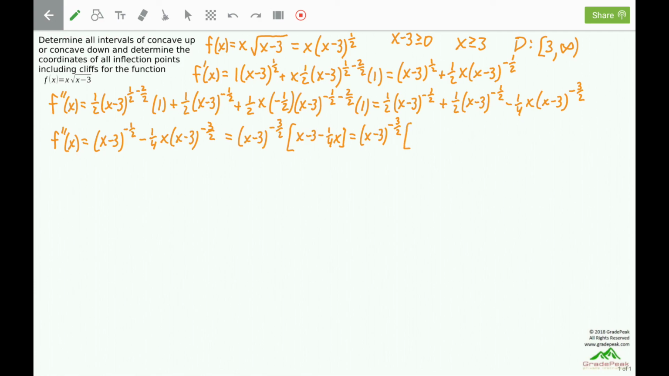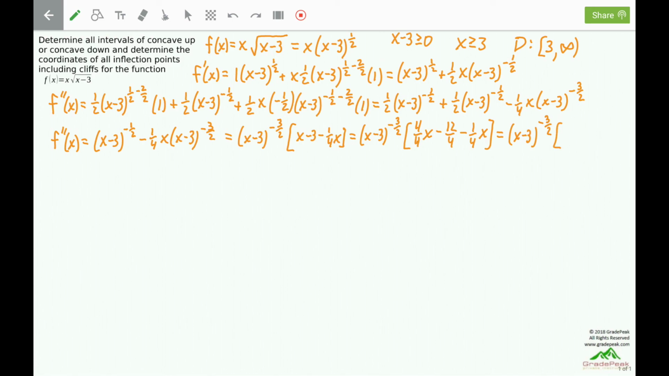To fully factor, we want to combine like terms together in the square brackets, and we want everything over a common denominator. The third term has a denominator of 4, so we need to multiply the first term by 4 over 4. So it's 4 over 4x. The second term by 4 over 4, so it's negative 12 over 4. And the third term is already a negative 1 over 4x. So we have x minus 3 to the negative 3/2 power.